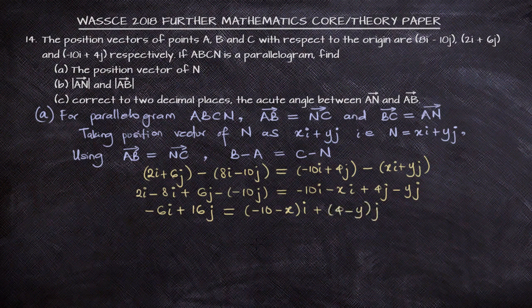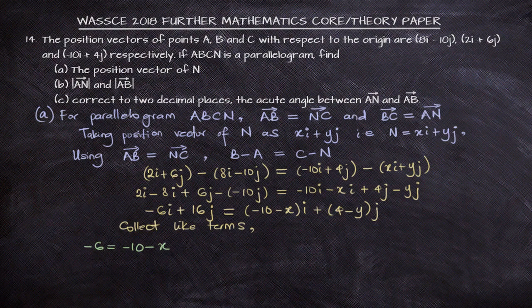And now looking at the left hand side and the right hand side, I can equate the components of i and also equate the components of j. If I want to collect the like terms for the component i, that means that minus 6 is equal to minus 10 minus x. And for the component j, that means 16 is equal to 4 minus y. So looking at the i component, minus 6 is equal to minus 10 minus x.